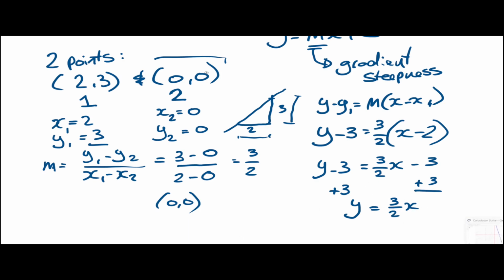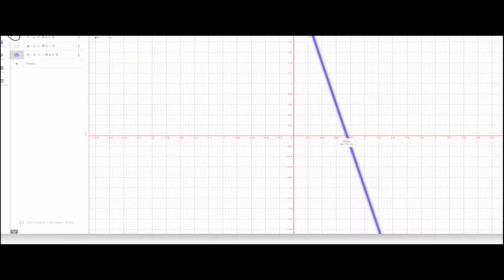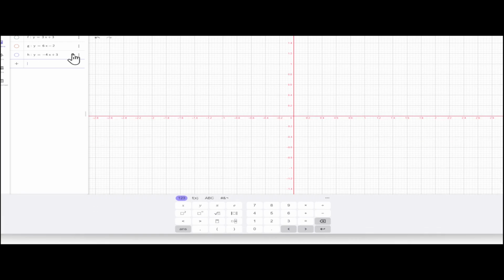Let's go to GeoGebra and put that in. So y equals, and I'm going to put it in this form here. It's just the form that GeoGebra works best with.